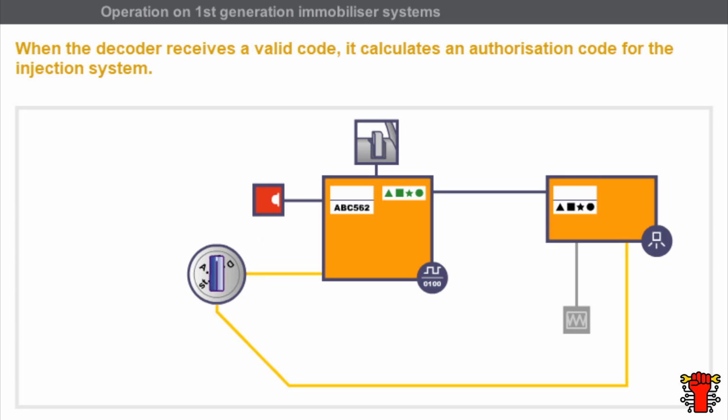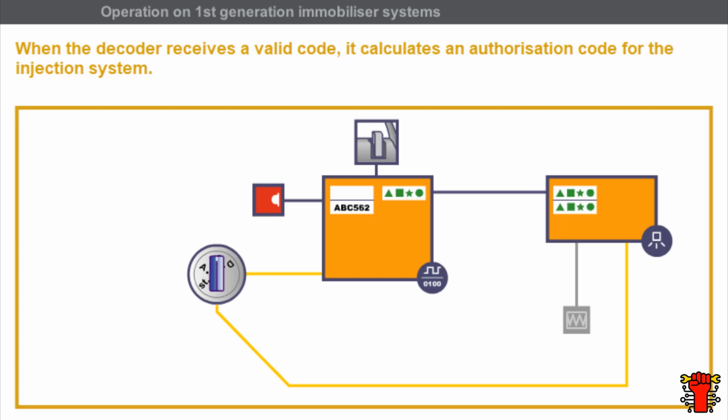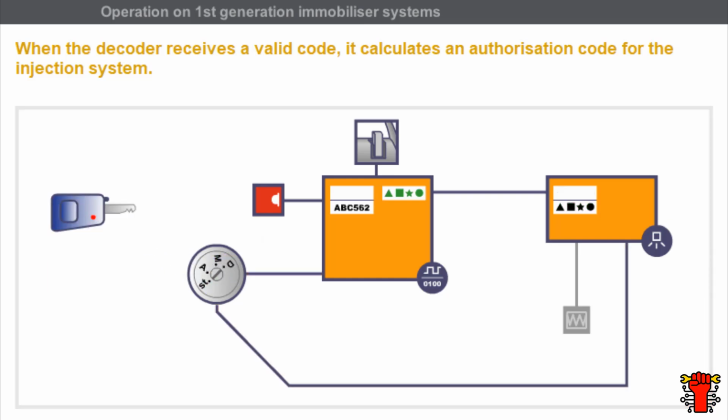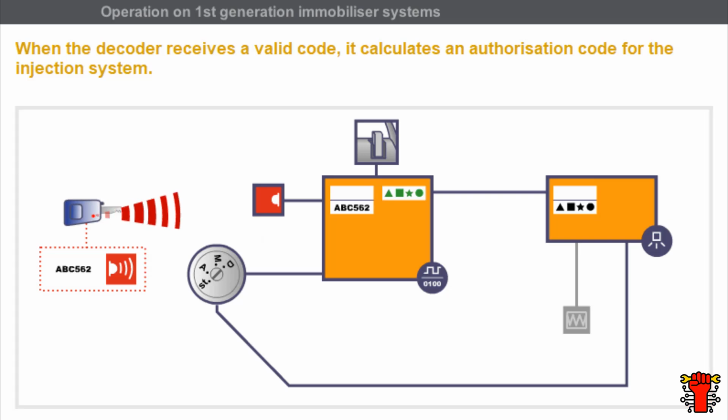Once the doors and boot are unlocked and the ignition is switched on, the decoder transmits the code to the injection system. The injection system analyzes this code. After validation, the injection system authorizes the engine to start. The doors and boot must be locked using the remote control to reactivate the Immobiliser system. The doors and boot are locked when the code received by the decoder has been validated. At the same time, the decoder enters active Immobiliser mode.